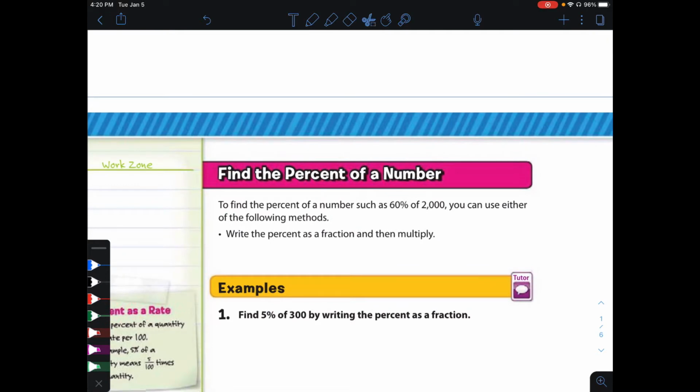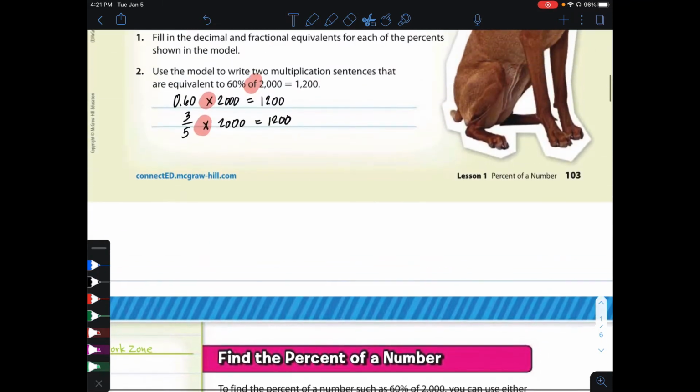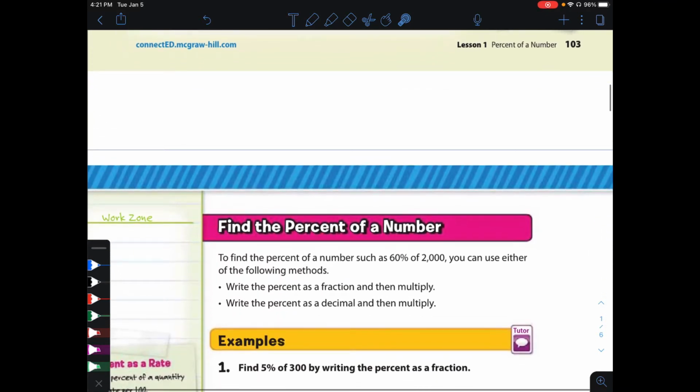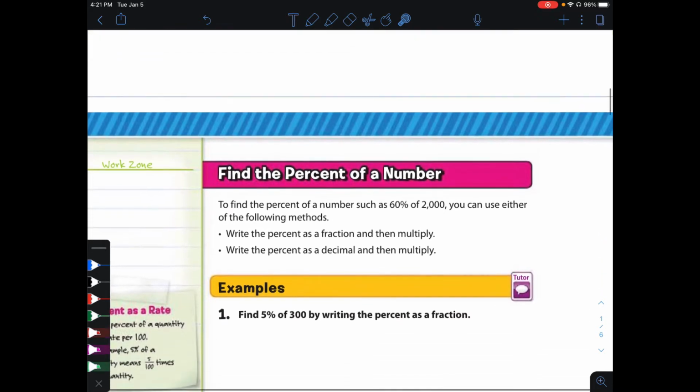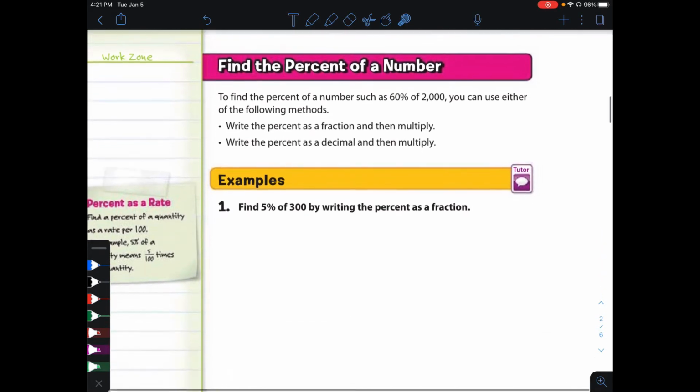The second method is to write the percent as a decimal, then multiply. And that's what we did here too. We wrote it as a decimal. We know that 60% is 0.60, multiplied by 2000 gives you 1200. So those are the two ways to find the percent of a number. Let's see how this works. Let's take a look at example number 1.